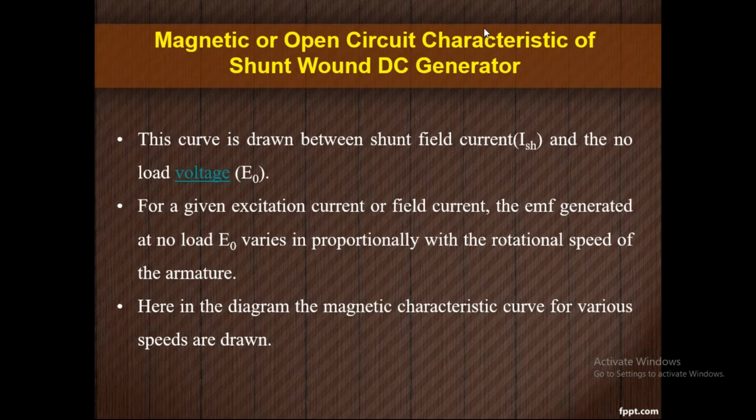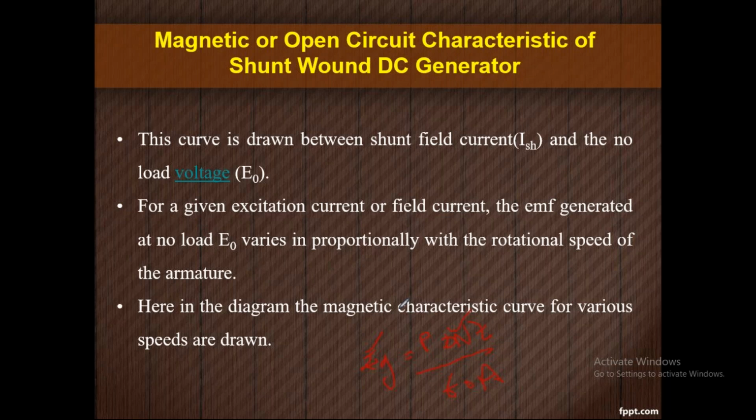This we can obtain from the EMF equation, that is Eg is equal to P phi N Z divided by 60A. From this equation we can observe that the induced EMF is directly proportional to the speed. However much speed the armature is rotating at, that much induced EMF will be generated in the armature.